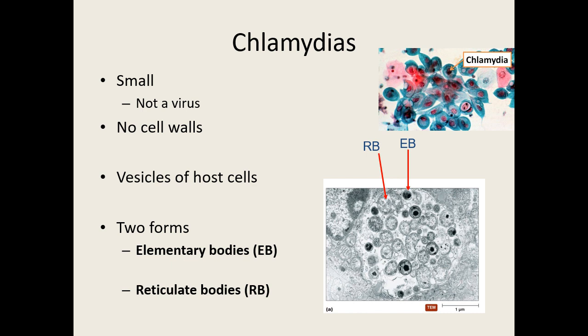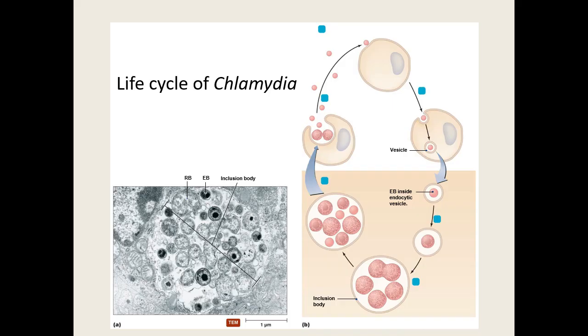Now, anything in this group, because I'll get into the top three bacteria, they are found in two different forms. So the bacteria are found either as an elementary body or a reticulate body. And I think I've got another picture somewhere too.